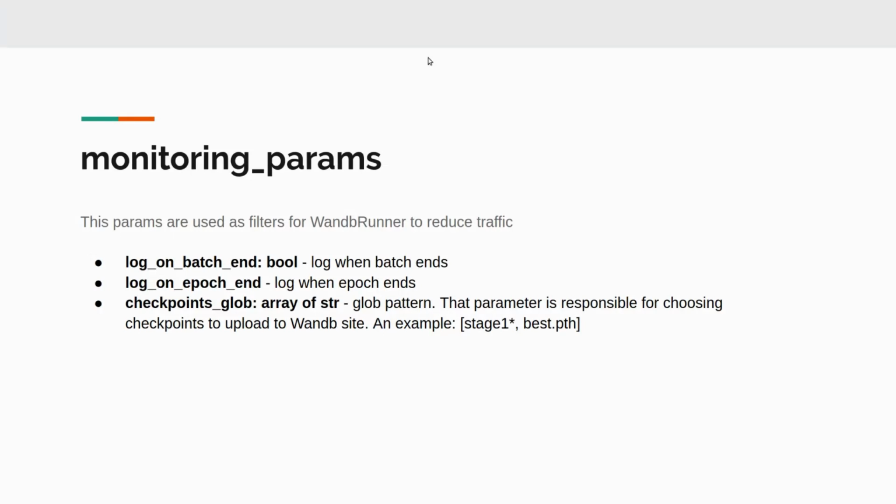Monitoring params helps to set filters for logging to Weights and Biases service. For instance, logging every batch or every epoch. The slide content is very clear.